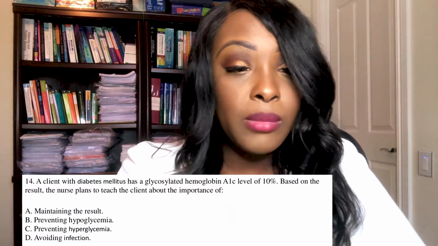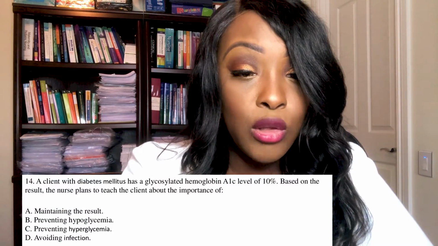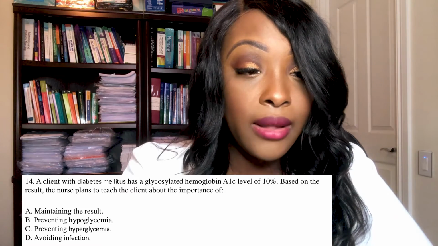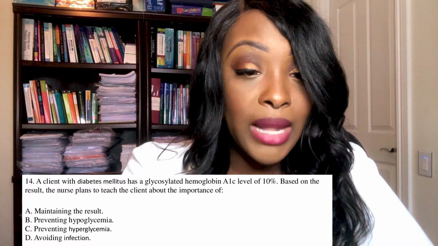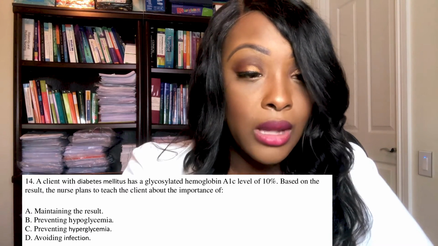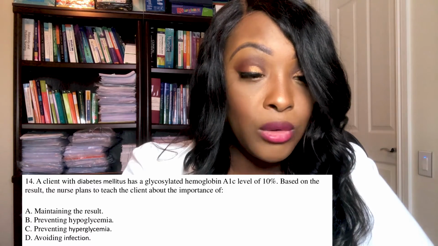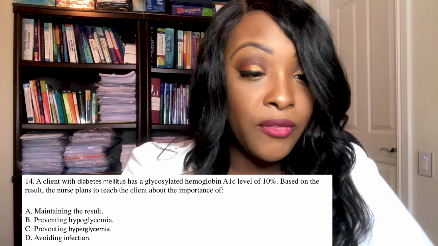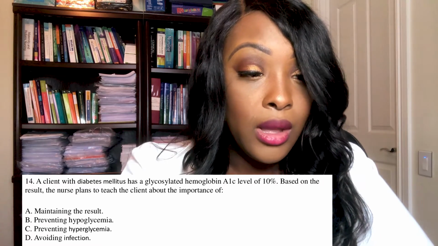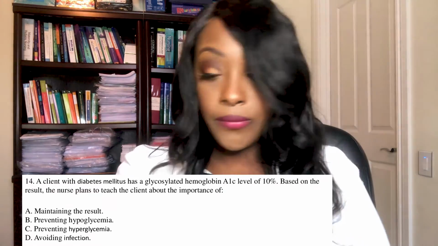A client with diabetes mellitus has a glycosylated hemoglobin A1C level of 10%. Based on the result, the nurse plans to teach the client about the importance of A, maintaining the result, B, preventing hypoglycemia, C, preventing hyperglycemia, D, avoiding infection.